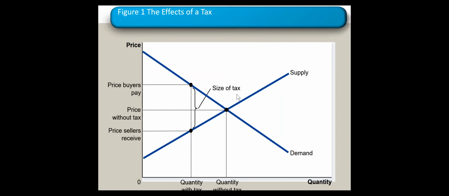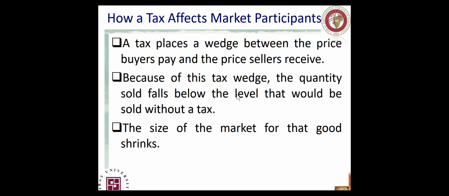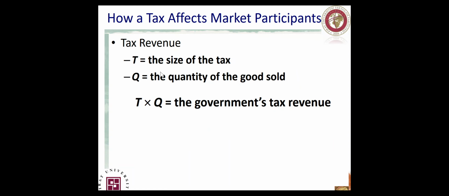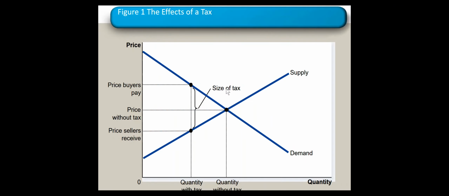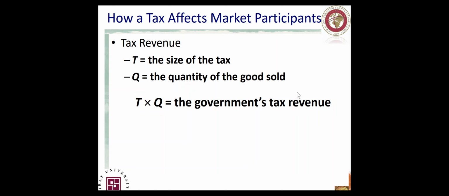Then we will get the total revenue from the tax. So that's exactly the idea of the calculation. Now this is what I want to show you. I will get back to that slide. So we have the size of the tax, T, and we have the quantity of the goods sold or the services sold. If we multiply T times Q, then we get the total revenue.